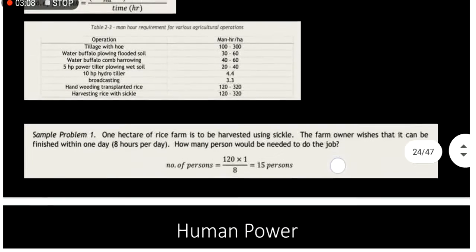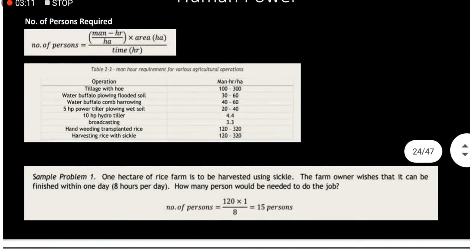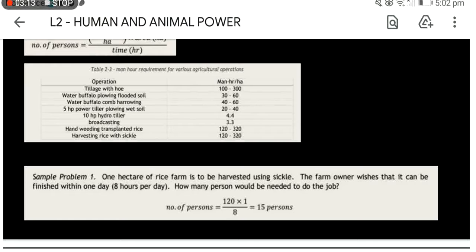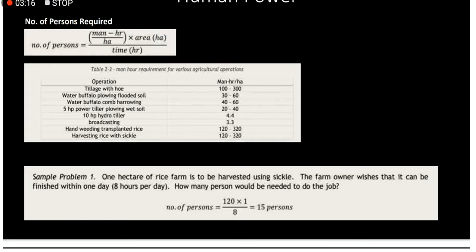For example, for problem number 1, a 1 hectare rice farm, so this is our area, is to be harvested using sickle. There is a rice farm which needs to be harvested with the use of a sickle, so we have human power there. The farm owner wishes that it be finished within 1 day.